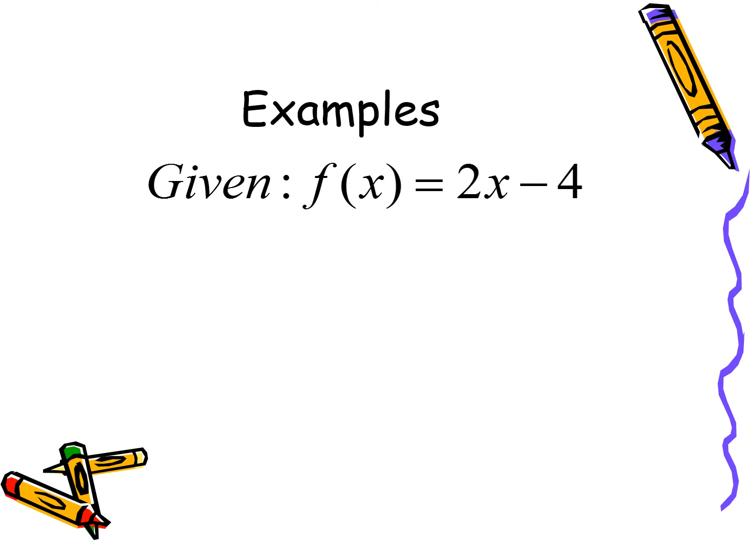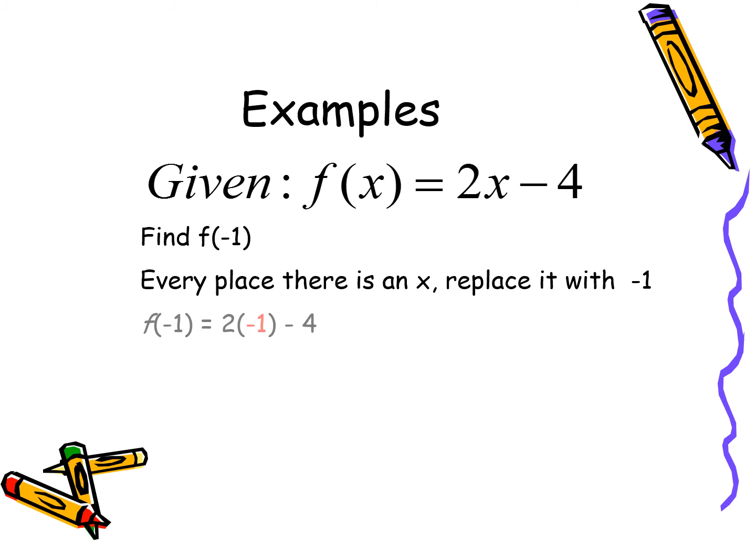Another example, now we're evaluating negative 1. Every place we see x, we're going to replace it with negative 1. So that gives me 2 times negative 1, which is negative 2, minus 4. So f of negative 1 is equal to negative 6.